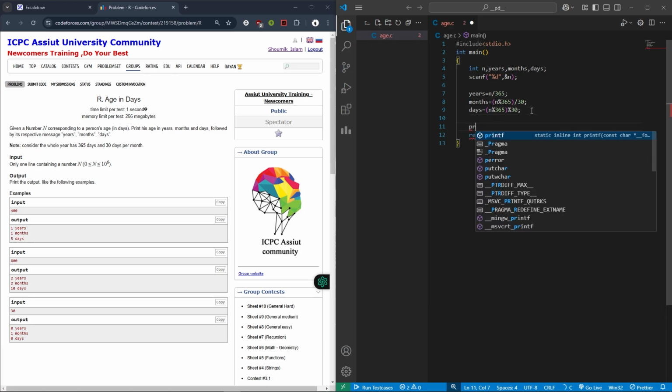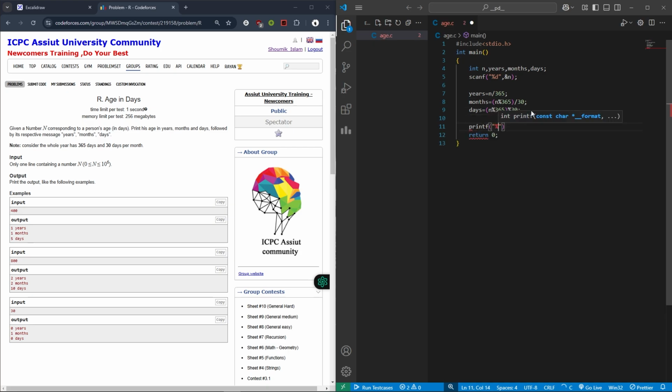What we have to do is just print %d and a space. There's going to be a space. First of all, years. There's no uppercase letter, so we'll just type it like this: years. Months, and then we've got days. Okay, so that's the solution to this problem. Now let's run this program.